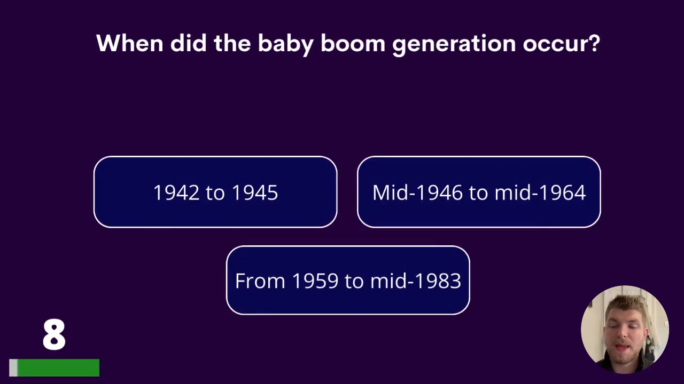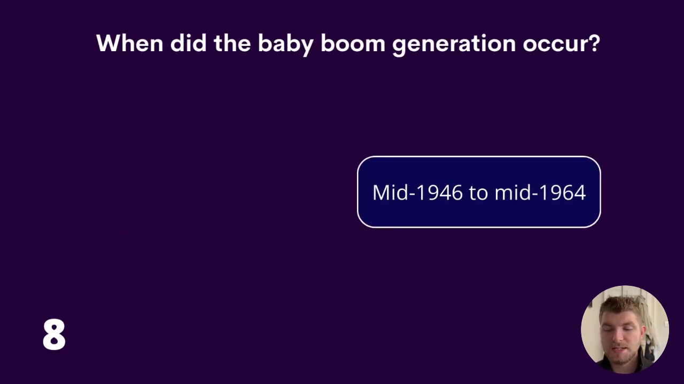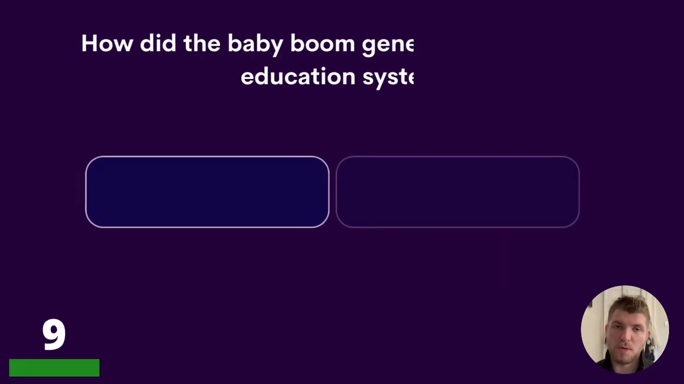Question 8. When did the baby boom generation occur? 1942 to 1945, mid-1946 to mid-1964, or from 1959 to mid-1983? The answer is mid-1946 to mid-1964.